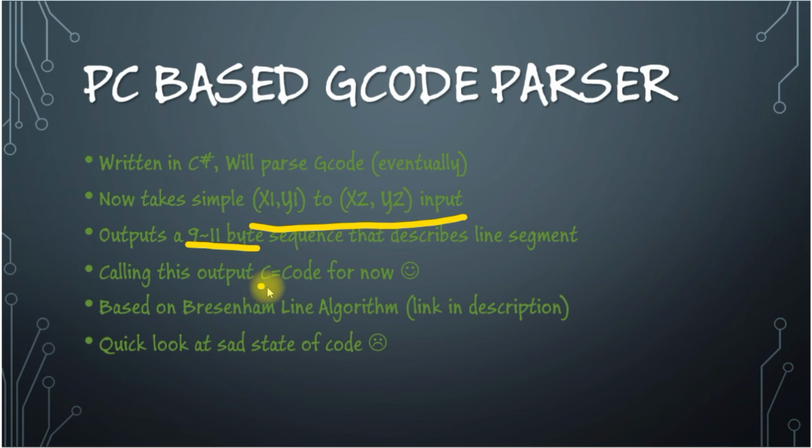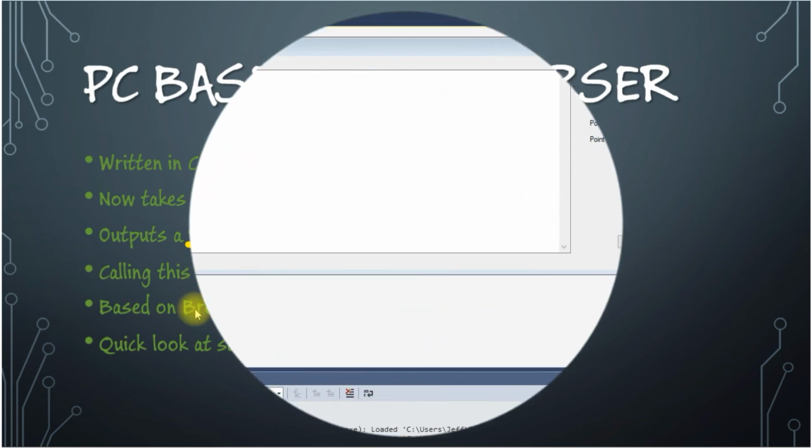And for lack of a better name, I'm calling this the Commodore code for now. The Commodore symbol here. If you have any better ideas of what to call this, just let me know. And this is based on the Bresenham line algorithm. There's a link in the description to a good PDF on this, and I'll go over that a little more later. Right now, let's look at the state of code the C# program is in, and I'll give you an idea of what it does.